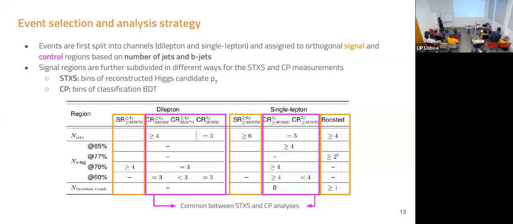What we start by doing is taking the events and splitting them into channels, the ones that I mentioned a few slides ago, and then we assign them to orthogonal signal and control regions that are split based on the number of jets and the number of b jets. This is what is summarized in the table here. The control regions in pink are common between the cross-section and the CP analysis, meaning that they are used in the exact same way in the two fits. The signal regions, which are in orange, are further subdivided in different ways. In the cross-section analysis, we split the events based on bins of the reconstructed Higgs boson pT. And in the CP analysis, we split them in bins of the classification BDT that I mentioned the slide before.